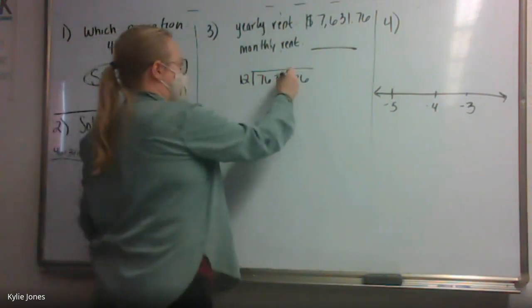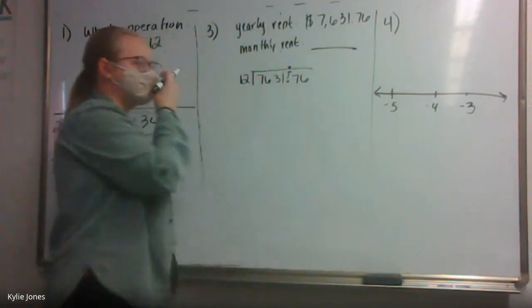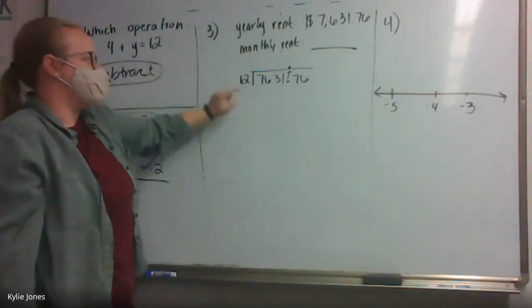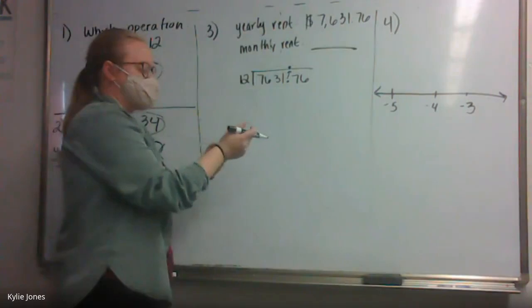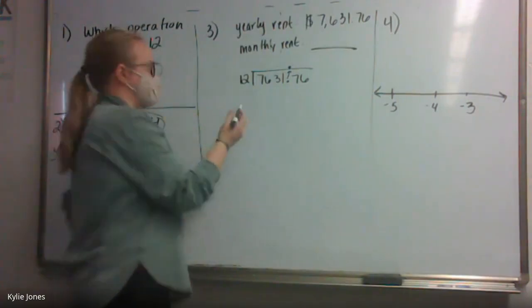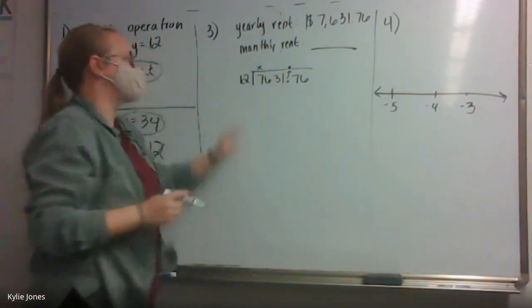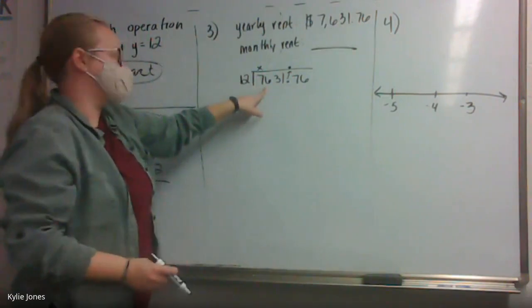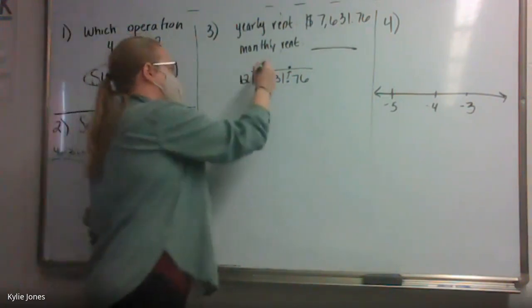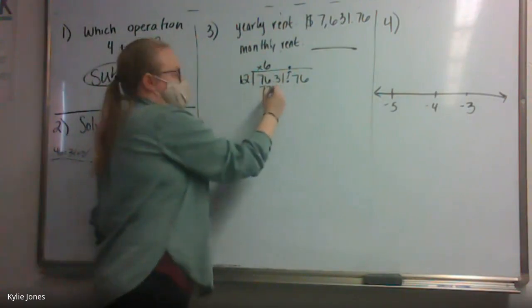Bring it straight up. You don't need to move it or anything. Just bring it straight up. Now we divide. Does 12 go into 7? No. 12 into 7? No. But it does go into 76. How many times? Not 8 times. 6 times. And you get 72.